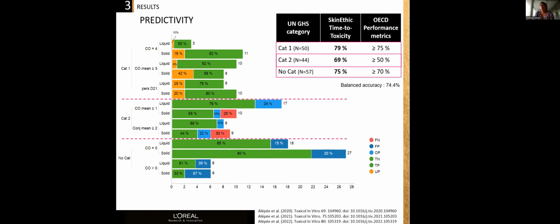a prediction of the category 1 of 79%, 69% of the category 2, and 75% for the no cats, with an accuracy of 74%.